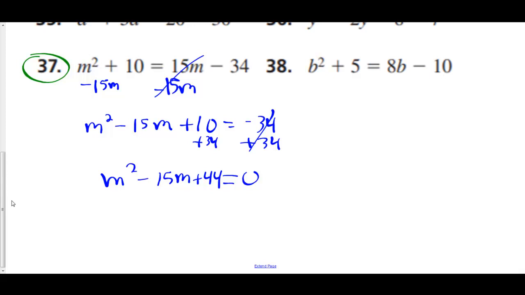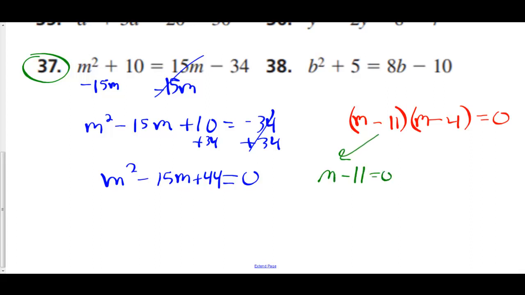Now the next thing we need to do is factor the left side. So 44 is 11 times 4, my mistake. So that's going to be negative 11 and negative 4, and that all is going to come out to 0. So we've now factored the left side, and step 3 says to set each factor equal to 0. So m minus 11 must equal 0, or m minus 4 must equal 0.